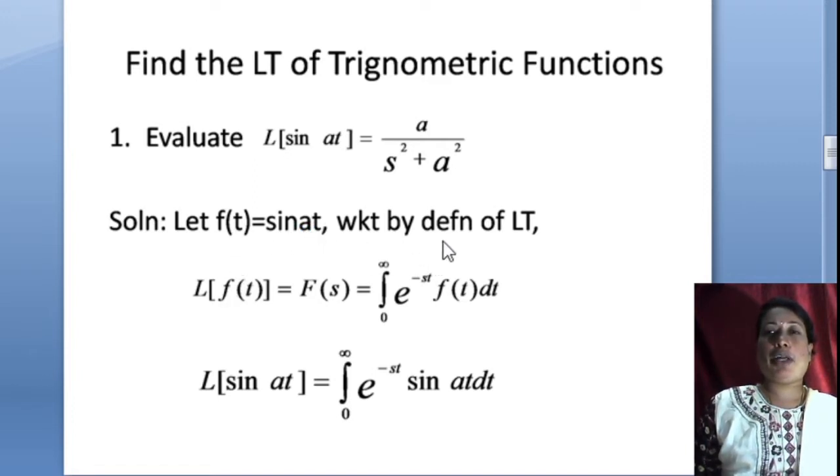We know that by definition of Laplace transformation, Laplace of f of t is equal to F of s, that is equal to integration of 0 to infinity e power minus st f of t into dt. That is, Laplace of sin at is equal to integration of 0 to infinity e power minus st. By definition of Laplace transformation, we have to replace f of t with sin at into dt.